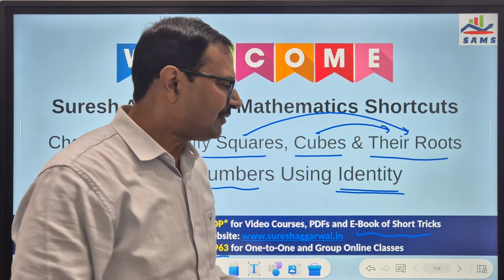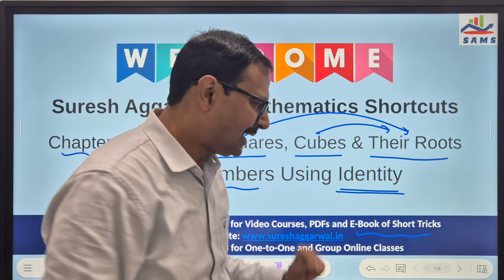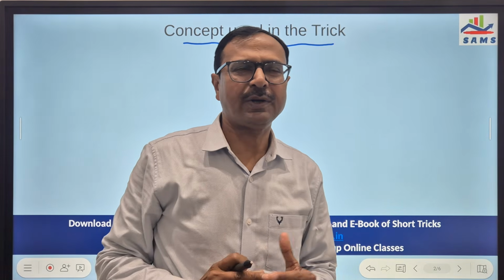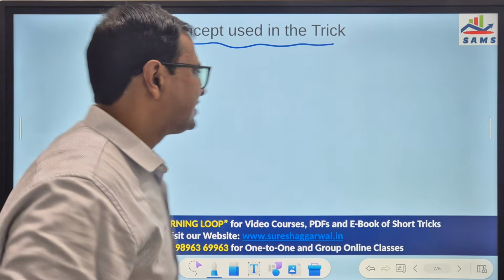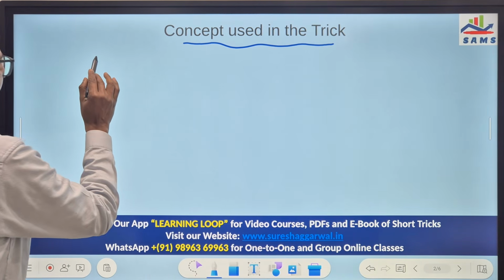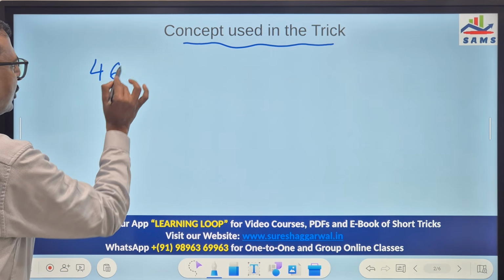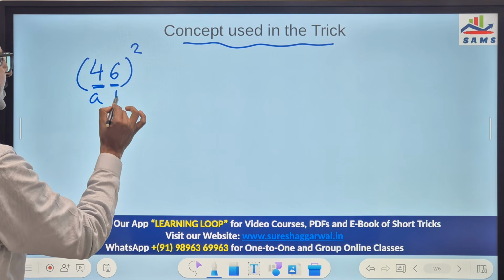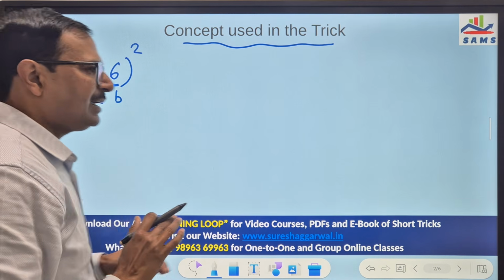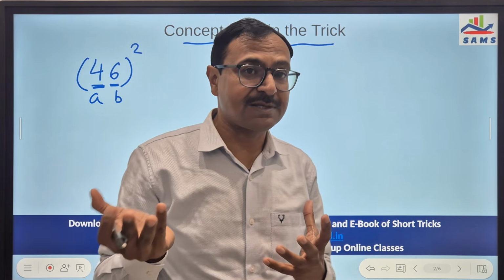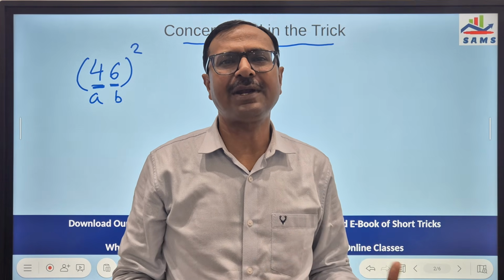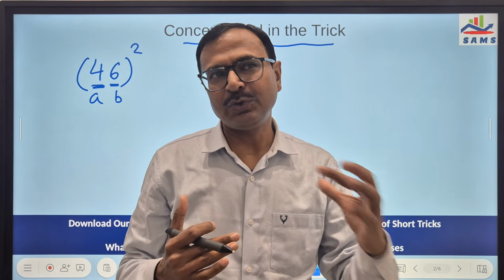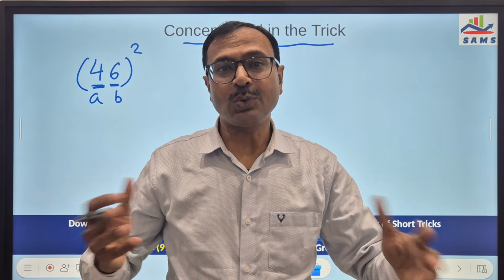So friends, can you understand the concept behind this trick now? Let's see. When I talk about the concept, let me tell you the concept using a 2-digit number. Suppose I have a number like 46 and I want to square that. Now for me this is A and this is B. So this is practically (40 plus 6) whole square. So I am considering it as (40 plus 6) whole square. But you will not realize it when you do the steps, it is so easy.